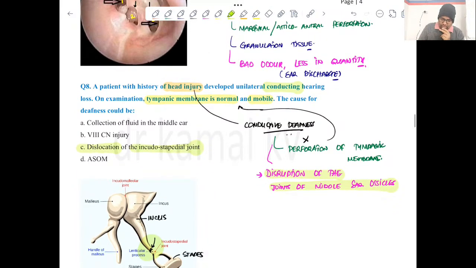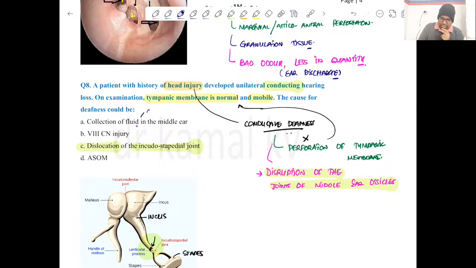Now, collection of fluid in the middle ear, this is known as serous otitis media, and this is especially seen if there is blockage of the nasopharyngeal opening of the eustachian tube. This is classically seen with nasopharyngeal carcinoma, which we just discussed, and the other condition is adenoid hypertrophy. So it has nothing to do with trauma as such. Clear? So this option is ruled out here.